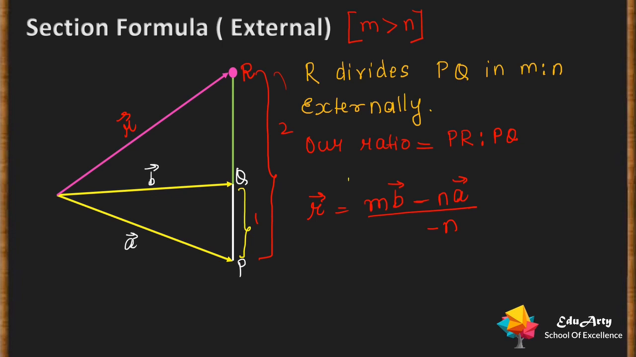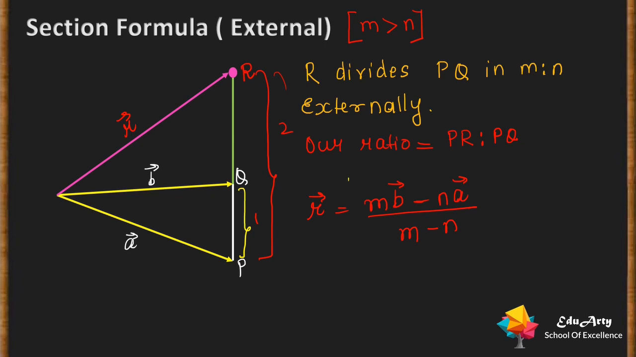Correct? But anyway, PR will always be greater than PQ when the point R lies outside the line PQ, obviously. Correct? So this is how we find out our ratio with the external or internal. The formulas are what we have been seeing right from grade 10, तब से देखने आ रहे वही formulas है.